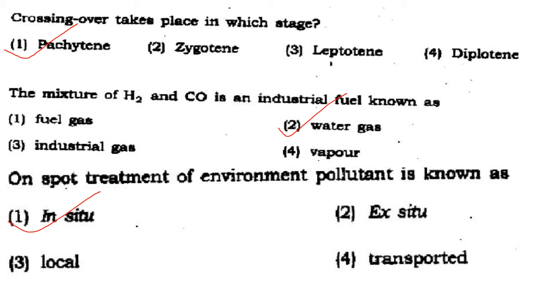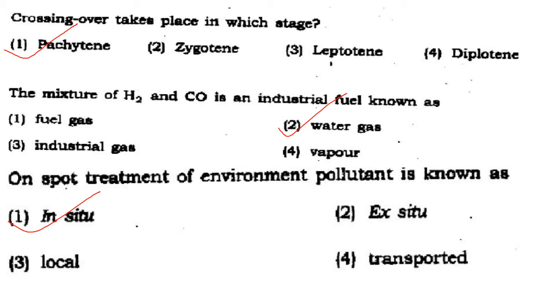The mixture of hydrogen and carbon monoxide is an industrial fuel known as option 1 fuel gas, 2 water gas, 3 industrial gas, and 4 vapor. Answer is option 2, water gas.